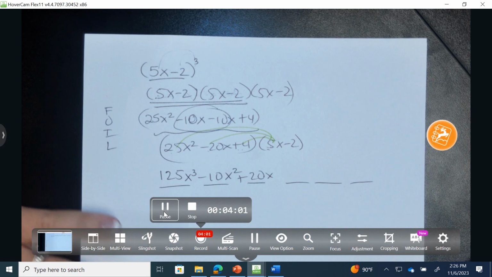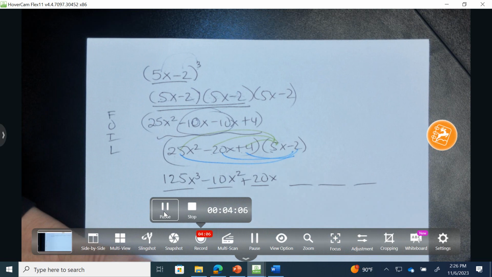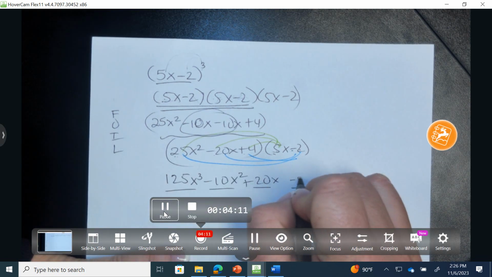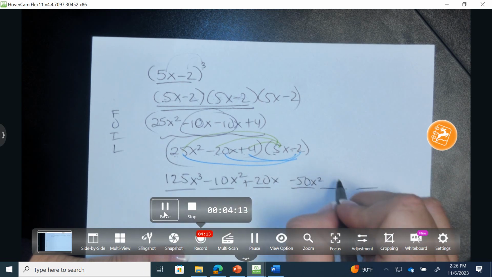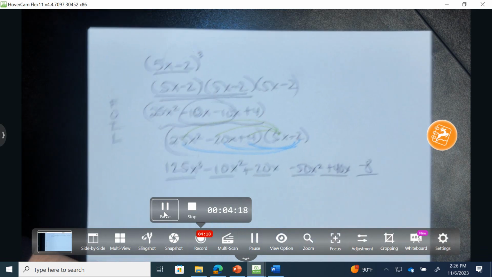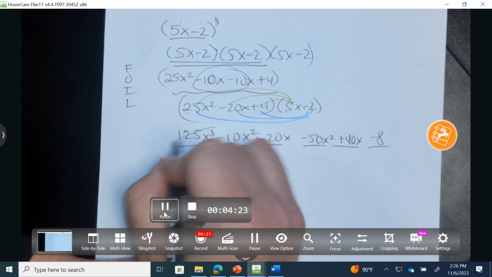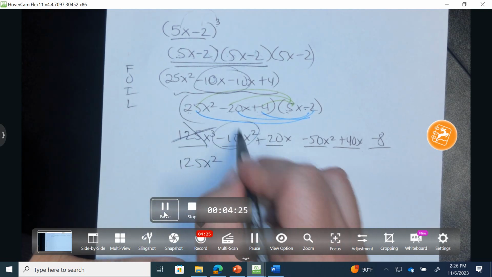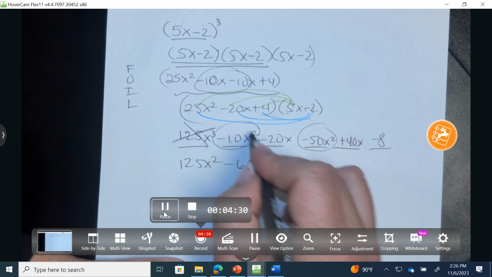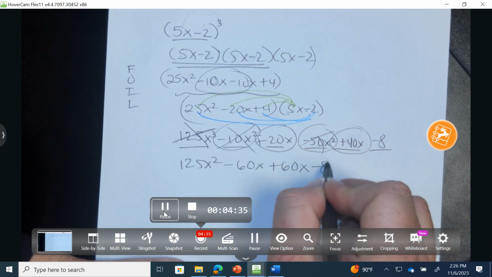Now the last 3 terms will come when I take the negative 2 times each term in the first parenthesis. Remember, it's a negative 2. Negative 2 times 25. Negative 2 times negative 20. Negative 2 times 4. All right, so there is only one x cubed. Negative 10 and negative 50 is negative 60x squared. Positive 20 and positive 40 is 60 minus 8.